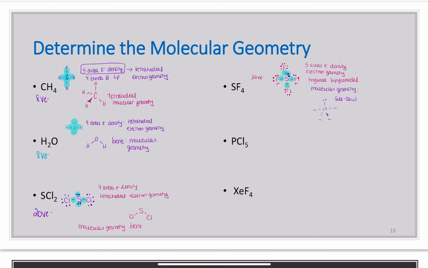PCl5. So chlorine, 7 valence electrons times 5 is 35. Phosphorus is 5, so we have 40 valence electrons. 2, 4, 6, 8, 10, 12, 14, 16, 18, 20, 22, 24, 26, 28, 30, 32, 34, 36, 38, and 40. I've used up all 40 of my electrons. I don't have any lone pairs to put on my central atom. I have 1, 2, 3, 4, 5 areas of electron density.